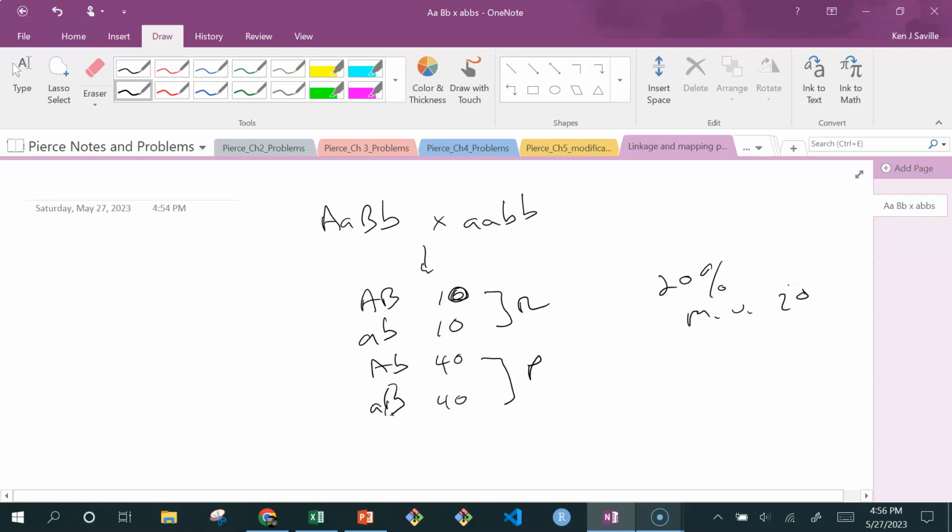But what changes is that the parentals in this case are big A and little b, and little a and big B. We're used to seeing big A and big B and little a and little b be the parentals. And so that brings up this idea of coupling and repulsion. This is what we see when big A and little b are linked together. That's called repulsion. And so that means we have to change the way we represent this.